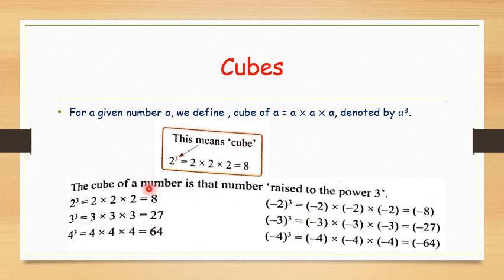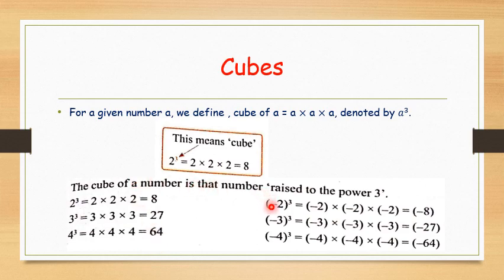Now, the cube of a number is that number raised to the power 3. Any number which has the power 3 is said to be a cube of that number. So 2 cube is equal to 2 into 2 into 2, that is 8. If we write 3 cube, it means 3 into 3 into 3, that is 27. If we write 4 cube, it means 4 into 4 into 4, that is 64.